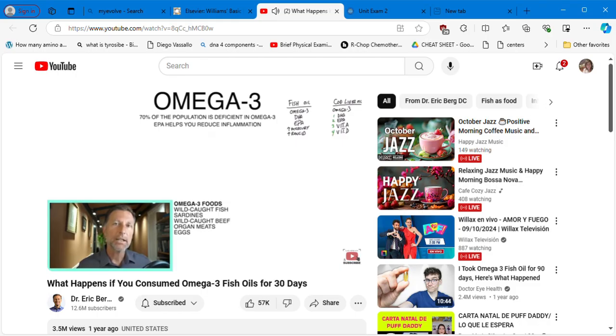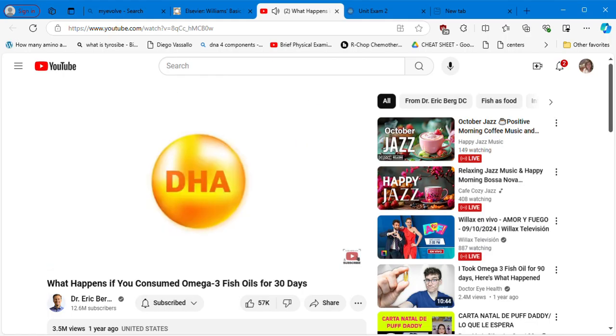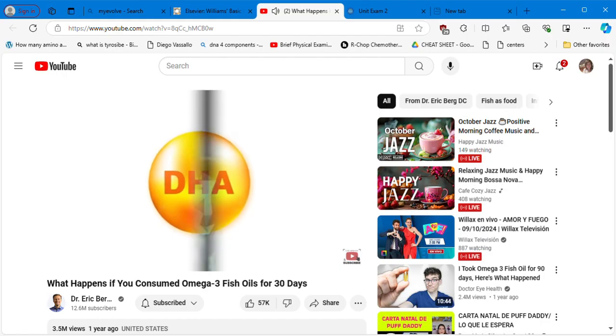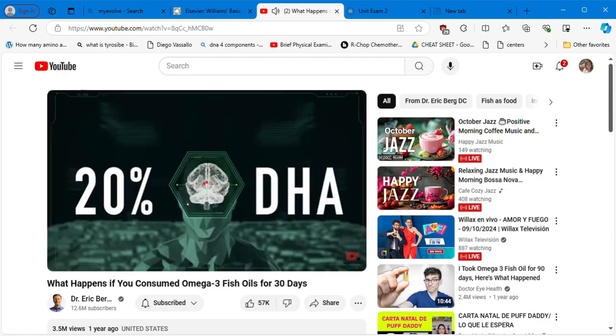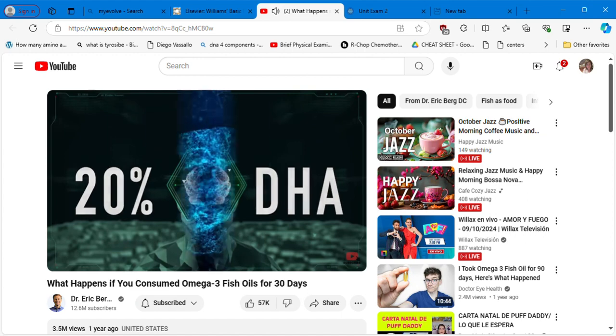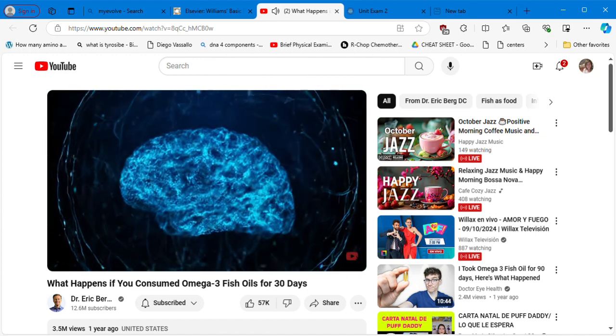EPA primarily helps you reduce inflammation, okay? And a lot of people have inflammation, and you can have inflammation in the joints, so it helps with arthritis. You can have inflammation in the heart, so it can help with your heart. And then you have something called DHA, which is really good for your brain. In fact, your brain is made up of 20% DHA. And I'm talking about the gray matter, the cerebral cortex.